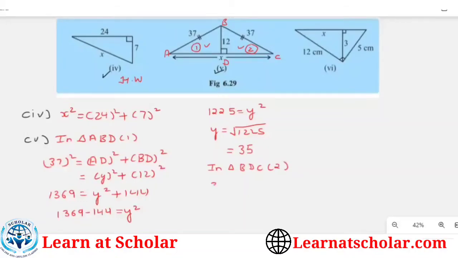Now we have to find out the value of DC. Again in triangle BDC, 37 square is equal to BD square plus DC square, 12 square plus Z square. 1369 minus 144, again Z is equal to 35.